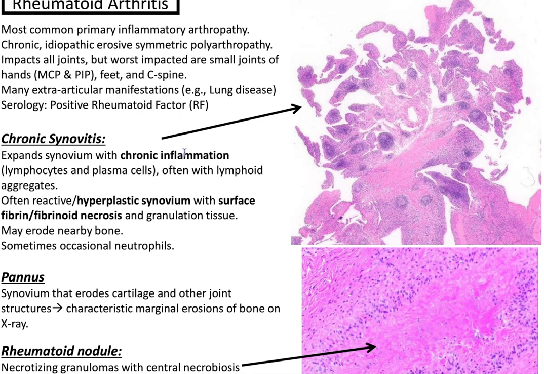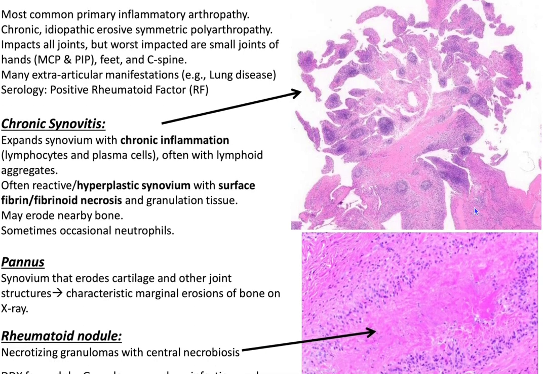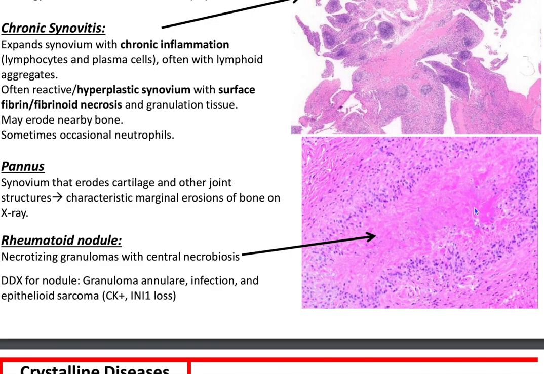So chronic synovitis within rheumatoid arthritis, your key thing is you'll see this expanded synovium, and you'll often see lymphoid aggregates with plus or minus germinal centers. If you see that, you really want to think about RA if they don't have a prior diagnosis of it. You'll see this hyperplastic synovium with surface fibrin and fibrinoid necrosis and granulation tissue as well, and it may erode nearby bone. Pannus is synovium that erodes cartilage and other joint structures. You'll see characteristic marginal erosions of bone on X-ray.